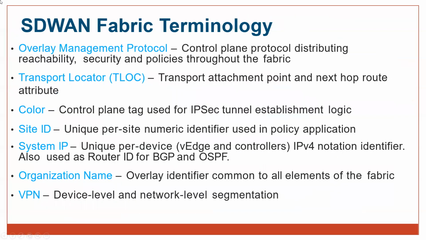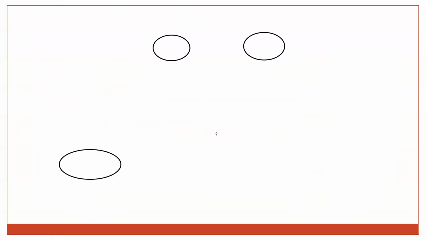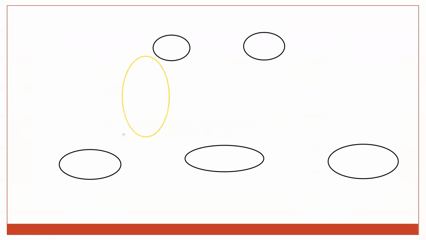So in that lab, what will happen? Suppose you have two devices in the data center and three devices in the branch, and this type of topology. Now, by default, you know what SD-WAN will do: it will form this type of IPsec tunnel, this type of IPsec tunnel.